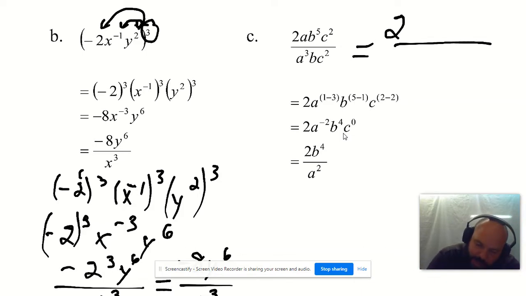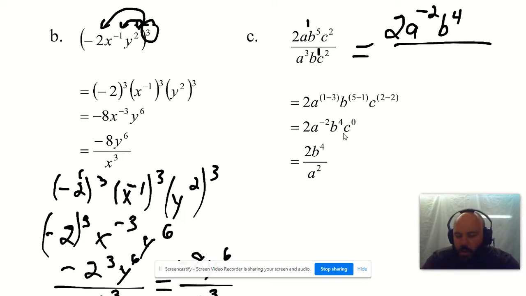So on the top, we have a, which is a to the first, and on the bottom, we have a to the third. So one of our previous rules for quotients or division was that if we're dividing two of the same bases, you subtract their powers. So 1 minus 3 is actually negative 2. So we're going to write a to the negative 2. And now looking at b, we have b to the fifth on top and b to the first on the bottom. And so again, we're going to subtract. 5 minus 1 becomes 4. So we have b to the fourth.